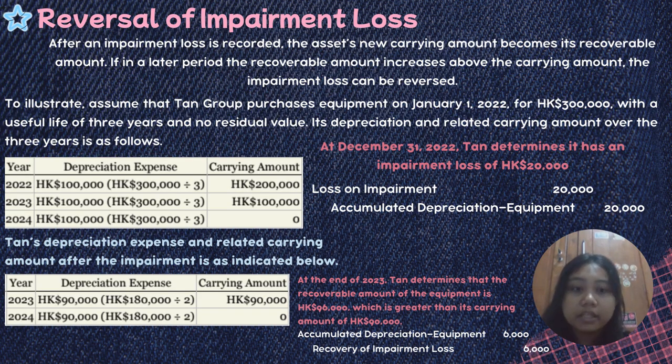So at the end of 2023, Tan determines that the recoverable amount of the equipment is $96,000, which is greater than its carrying amount of $90,000, because it's $90,000 plus $6,000. So accumulated depreciation, equipment is on the debit side, and recovery of impairment loss is on the credit side. The amount is $6,000.